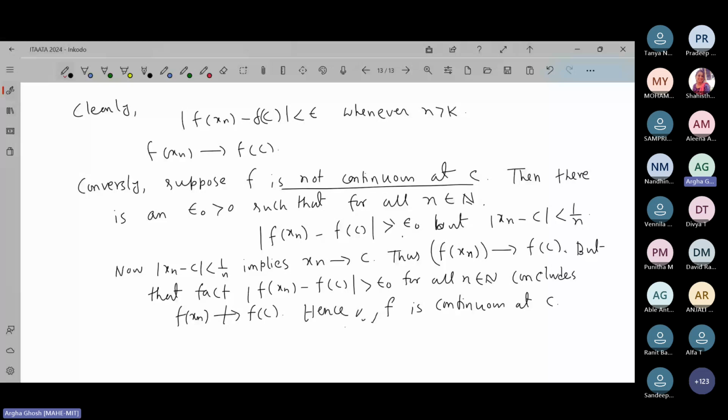Okay. So this is a very useful fact: if we have a sequence xn converges to c, then f of xn should converge to f of c, if and only if f is continuous. Okay. Now we'll see one or two examples, and then we'll conclude the session. By the way, any questions till now?